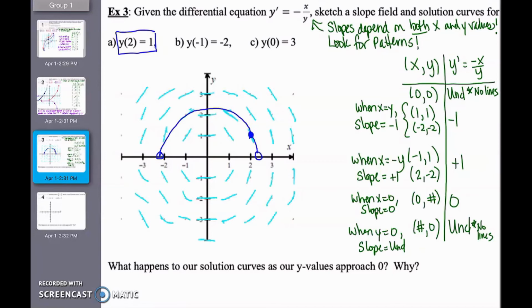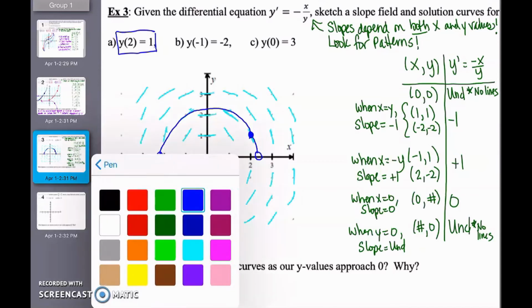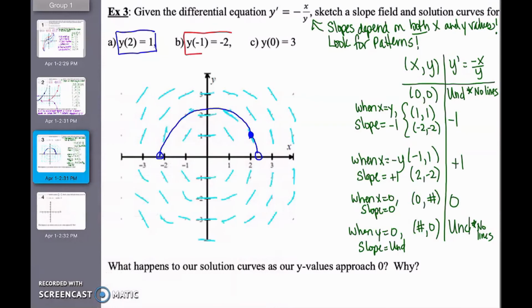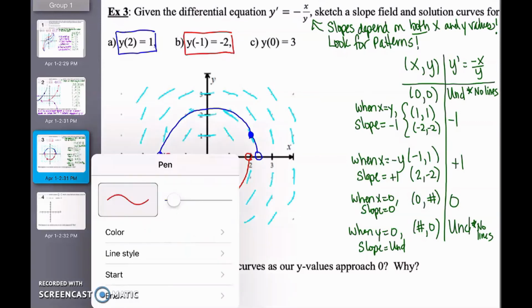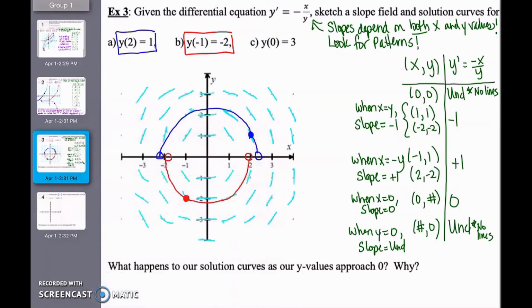Okay, let's take a look at the second one. I'm going to do that one in red. When x is negative 1, y is negative 2. That's that point right there. And I'm going to do the exact same thing. Okay, I'm going to try to follow the curve here. And again, when I hit that axis, I have to draw an open circle because I can't intersect that line. It's undefined.